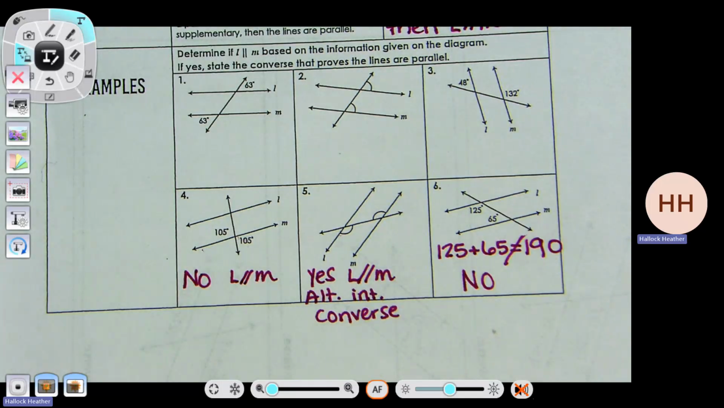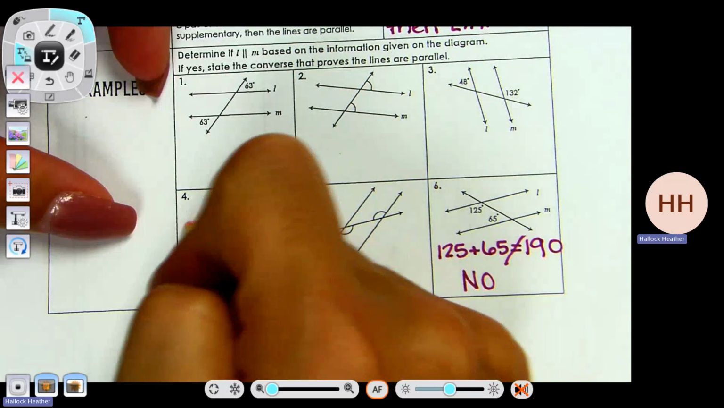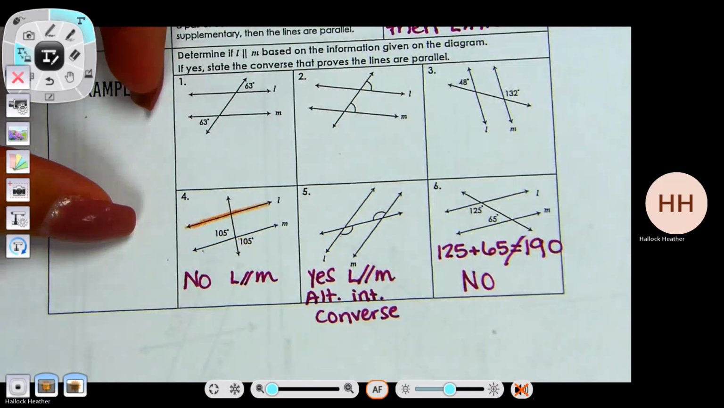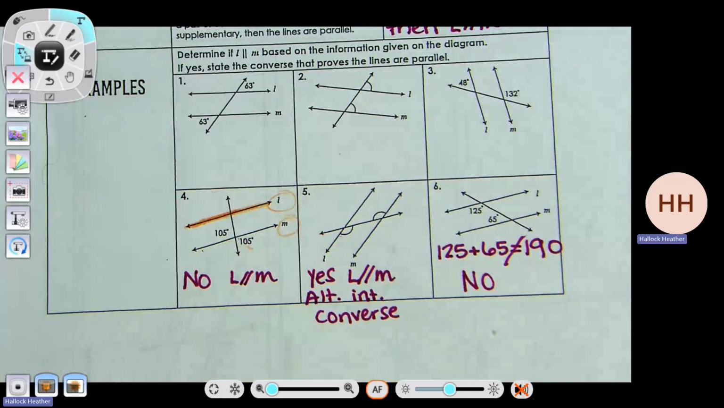Wait, why? It's not parallel because the whole point of this is to prove that the lines are parallel. I'm going to use a colored pencil. You know nothing about line L. You know line M. You know these are vertical, but that does not tell me that these lines are parallel. We don't know the lines are parallel. Yes, they're vertical angles, but that doesn't help me prove that they're parallel. Exactly.